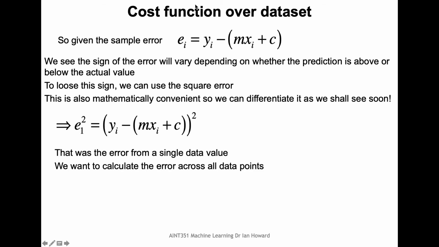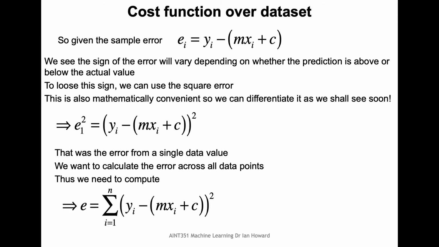What we need to do now is calculate the error across all of the data points in our data set. So we look at this error term here, that should be an i by the way, for a particular data point i, and we're going to add up this error across all of the i's.